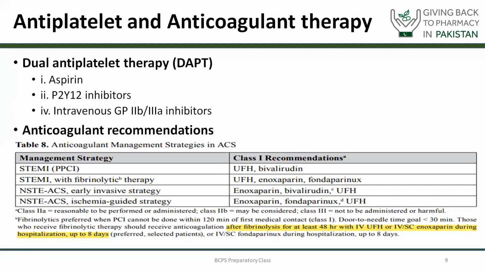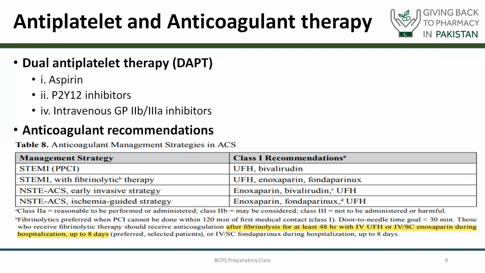So, antiplatelet and anticoagulant therapy. Basically, they have to stop both primary hemostasis and secondary hemostasis. By giving antiplatelet therapy, they will address the primary hemostasis. They will choose two of them: aspirin and a P2Y12 inhibitor or an intravenous GP IIb/IIIa inhibitor.